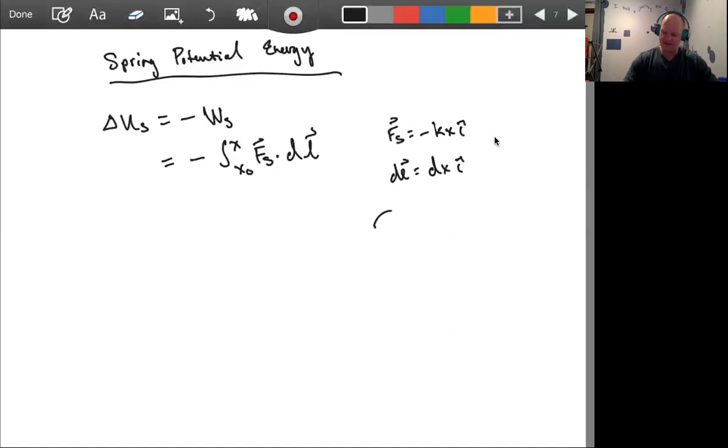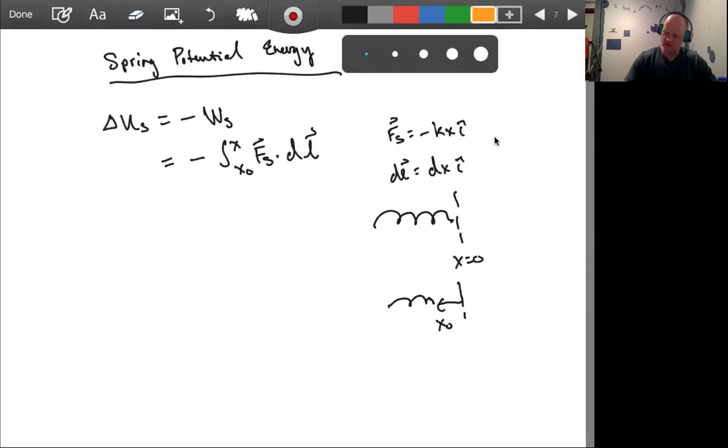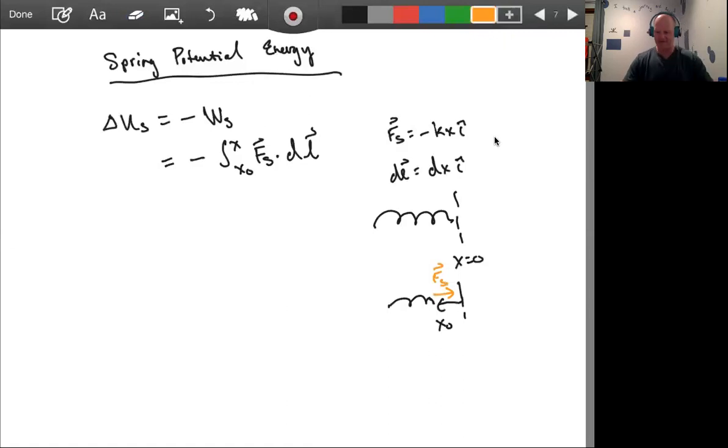As I take my spring, let's say this is initially my spring, so this is at its equilibrium position. And then I compress it to a new position, so let's call this x0. Again, what we know is that the force is trying to push it back to the original equilibrium position, which means it's acting in the opposite direction to the displacement, right? So in this case, my displacement is in this direction, so this is going to be my dx.